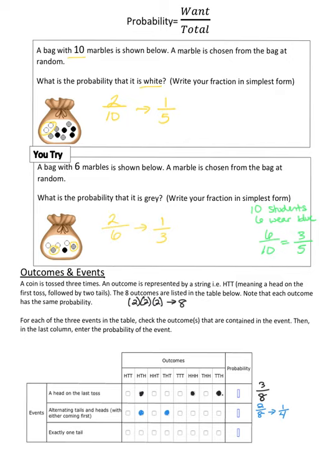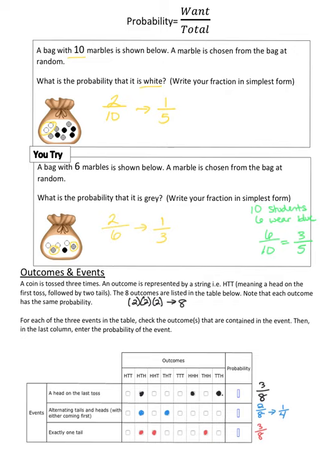The last one we want is exactly 1 tail. So look at all these possible outcomes. You're looking for 1 tail. Well, this one has 1 tail and 2 heads. This one has 1 tail and 2 heads because the outcome didn't say where, it just said 1 tail. And this one has 1 tail and 2 heads. So this outcome is 3/8.